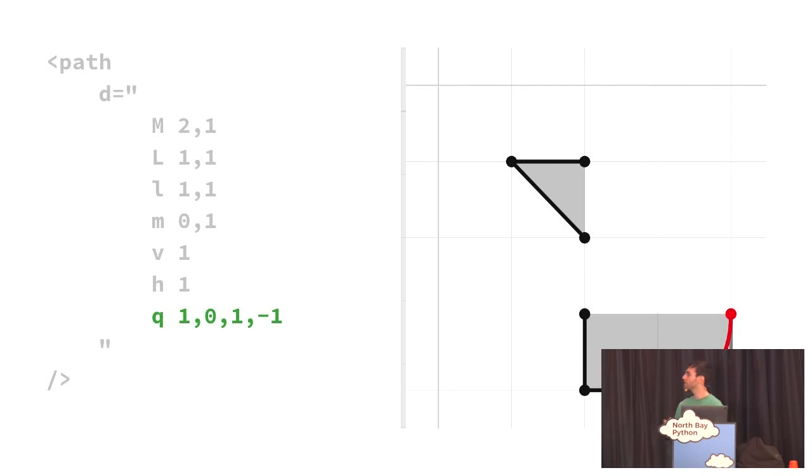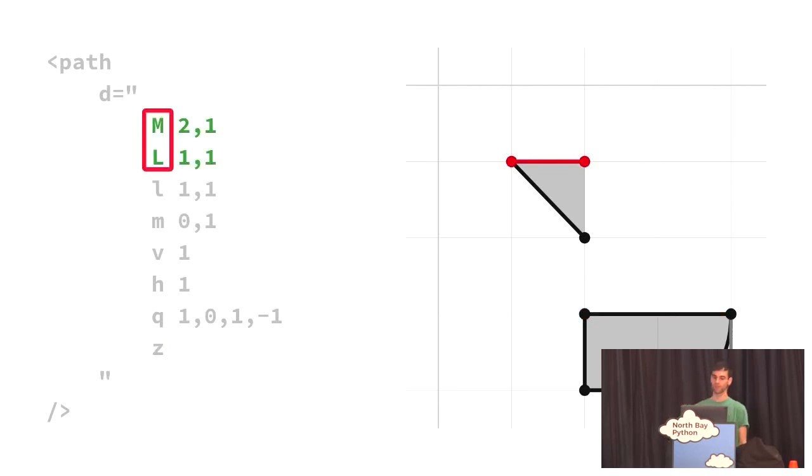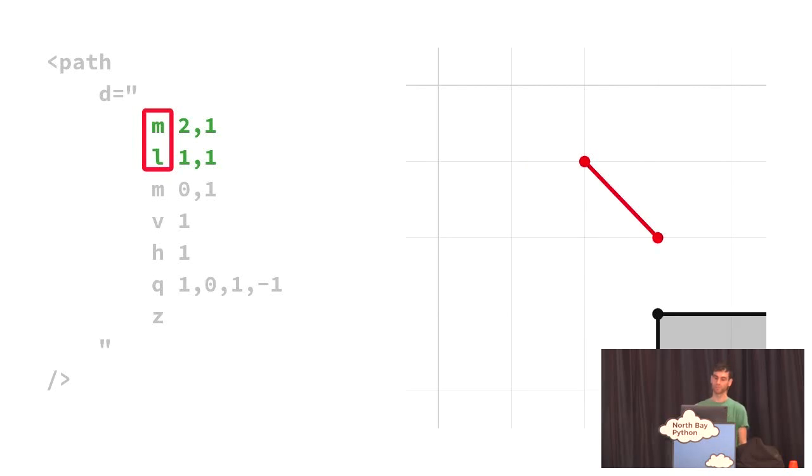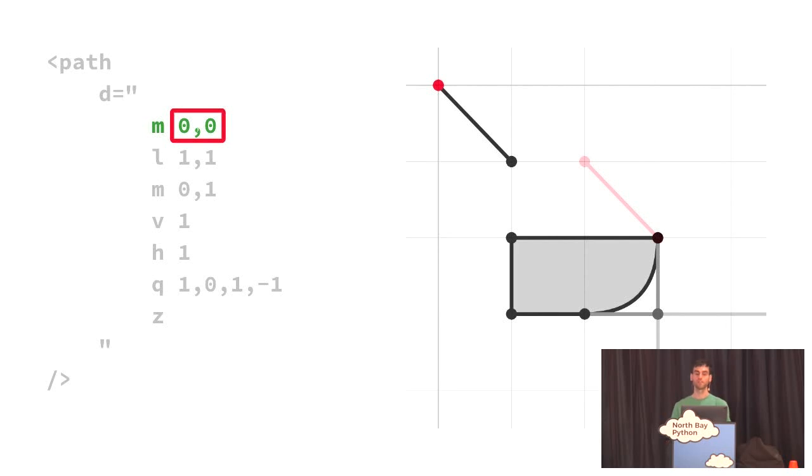And there's even some commands like Q, which have some funky maths behind them to get some nice curves, but that's a topic for another talk. And finally, we have Z, which moves back to the last starting point, closing the path if it's open. Remember how I mentioned that lowercase commands act relatively, as opposed to uppercase commands that act absolutely? This is great because if I change all of the commands to be relative, then if I ever need to translate the location of this path object, I can do so very easily by just changing the start coordinate.